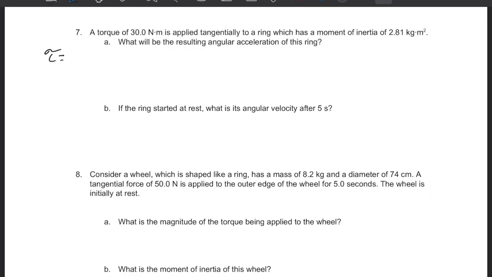We're on the back side. Torque of 30 Newton meters, so T equals 30 Newton meters, is tangentially applied to a ring which has a moment of inertia of 2.81 kilogram meters squared. What will be the resulting angular acceleration of this ring? Well, we have the torque, we have the rotational inertia. Don't forget T is equal to I alpha. So we have 30 is equal to 2.81 times alpha. 30 divided by 2.81 will get us about 10.68 radians per second square.